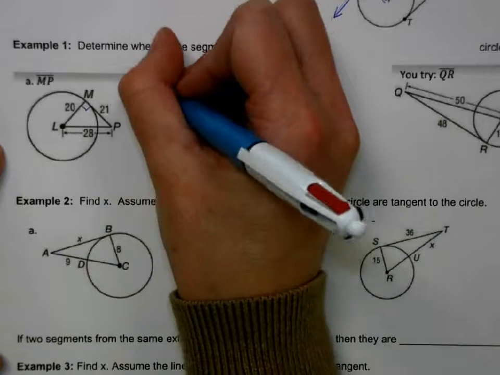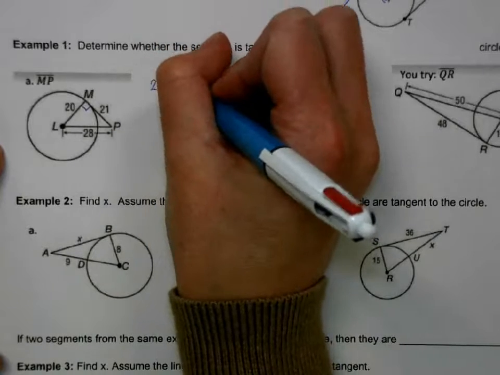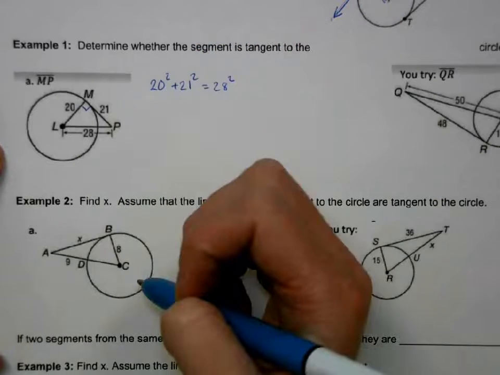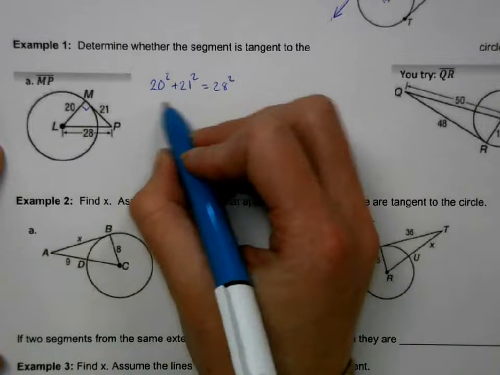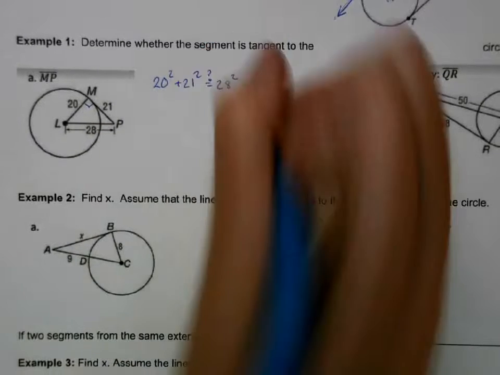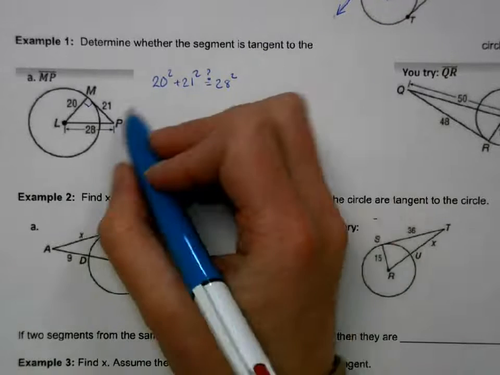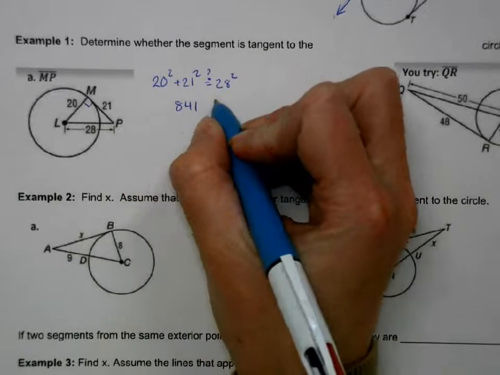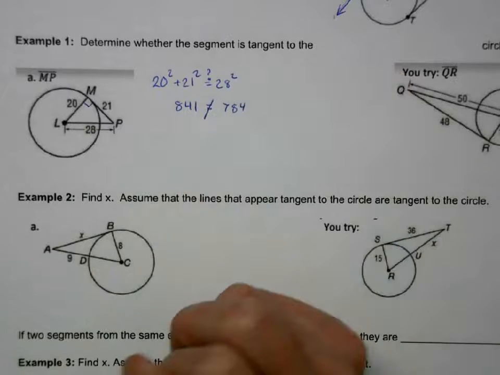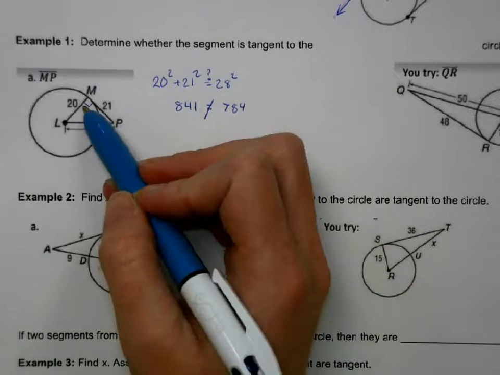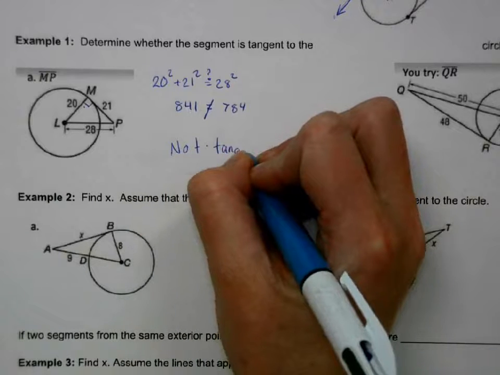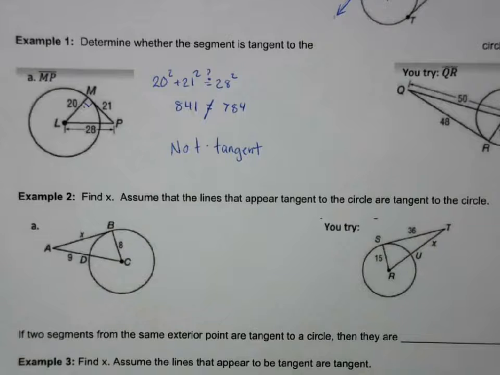So we know that if 20 squared plus 21 squared equals 28 squared, then we have a right triangle. So if I do this, I'm going to put a question mark here because I'm not actually sure if that's true. But when I plug that in, we get 841 on this side and 784 on this side. If that is not true, then that is not a right angle, so this is not a tangent. Okay, you try the next one.